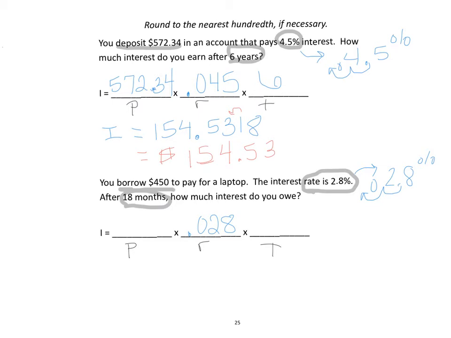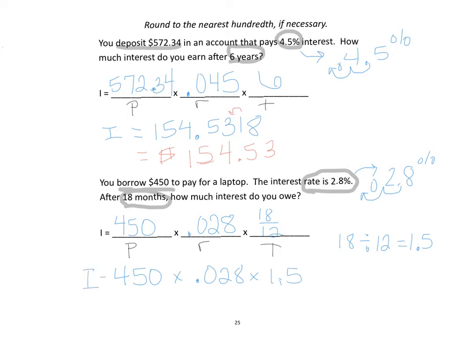18 months is our time. Well, we said that time had to be in years. So we can put it as a fraction, 18 over 12, because there's 18 months that it was there out of 12 months in a year. The $450 is our principal because that's what we borrowed. Now, if we didn't want to put it in as a fraction 18 over 12, we could plug it in as 450 times 0.028 times 1.5, since 18 divided by 12 is 1.5.